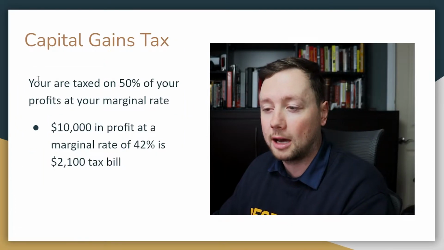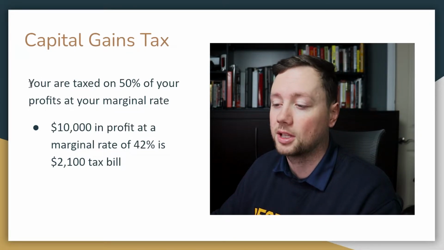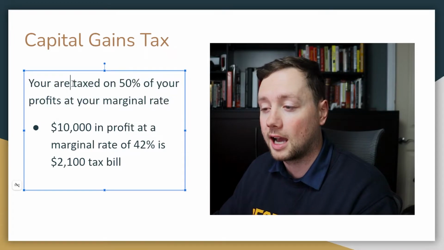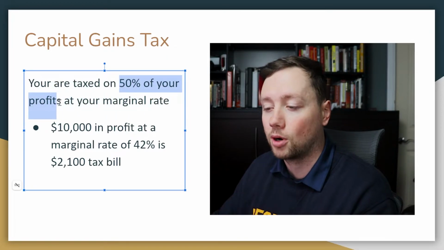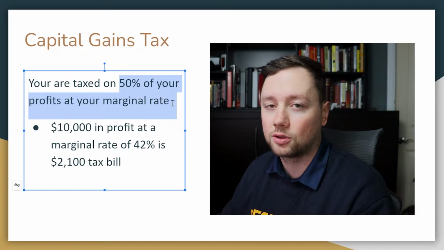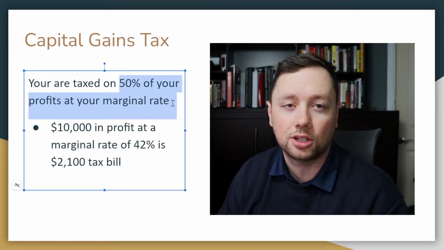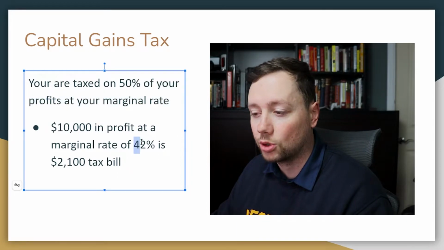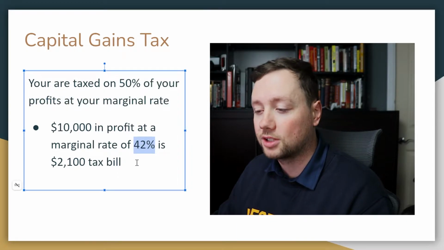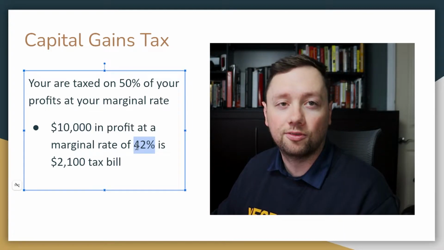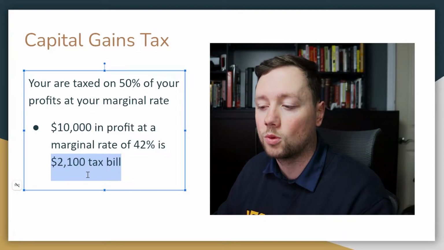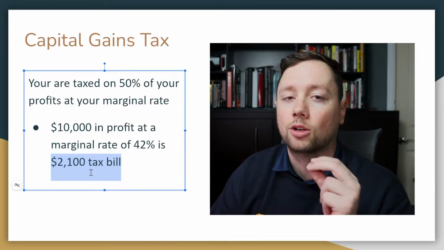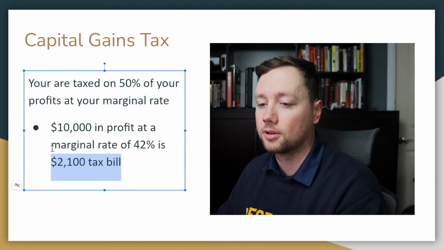Now, what are capital gains? Capital gains are very simply the taxes that you pay on the profits for your investments. It works by taxing you on 50% of your profits at your marginal tax rate. So if you make $10,000, you're going to have to pay tax on $5,000. And if you're in a marginal tax rate of 42%, let's say, your final tax bill is going to be 42% of $5,000, which comes out to $2,100. So you are taxed on half of your profits at your marginal tax rate. That's how capital gains tax work.